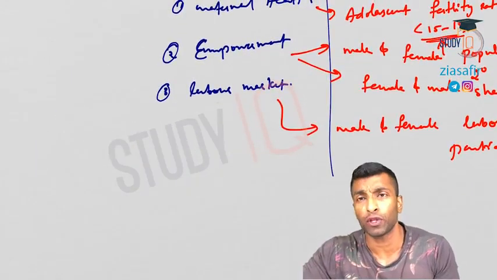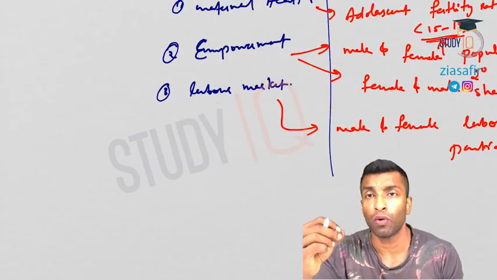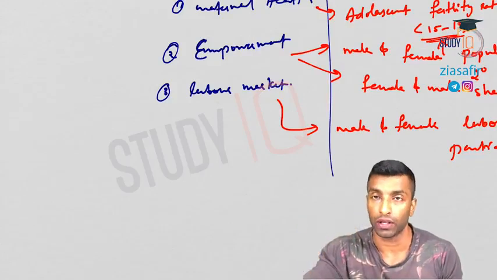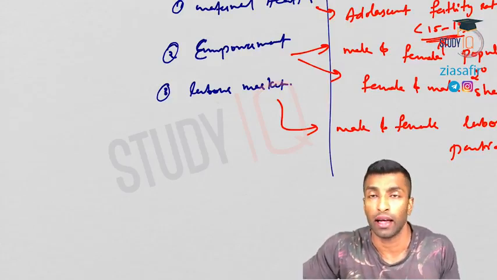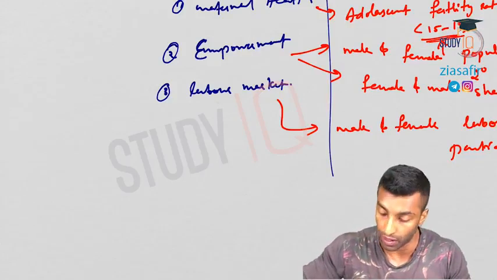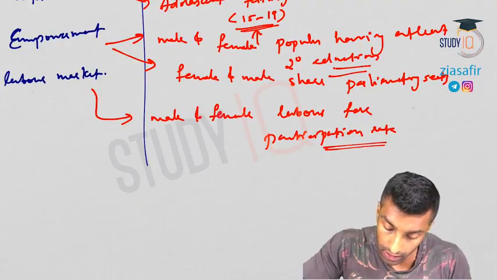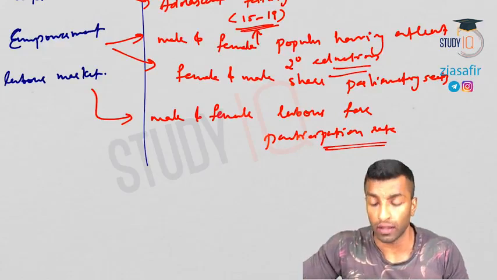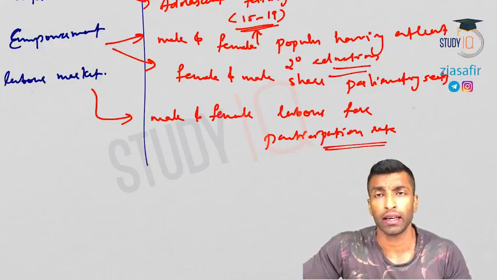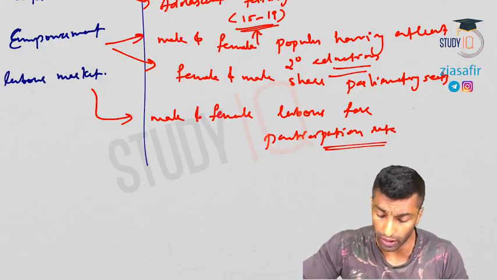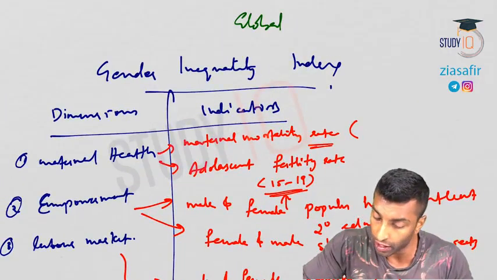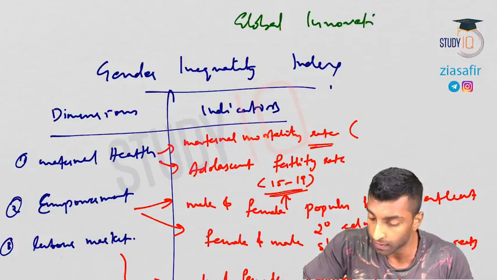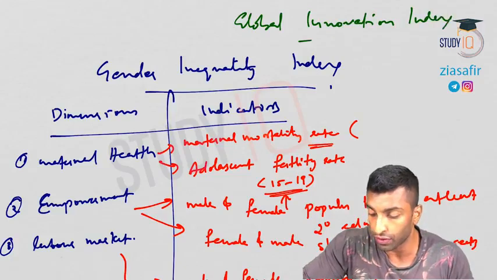What do you mean by labor force participation rate? Those people who are willing and able to work. If you are willing to work, that is the labor force, and labor force divided by population into 100, that is the LFPR, labor force participation rate. India's rank is what you need to look into, but there is one more GII, that is Global Innovation Index. India's rank in 2019 was 52. So here I am talking about Gender Inequality Index. There is one more Global Innovation Index, so don't be confused with these two.